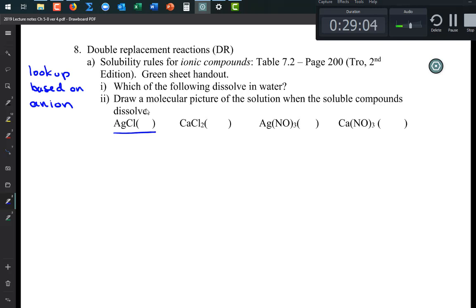Then you look over to the right, and what do you see? You see Ag, exceptions. So if it's generally soluble, what that means is it's aqueous. Generally soluble means it's aqueous. And if it's an exception, then it's not soluble. That makes sense? But if it's an exception, then it's not aqueous, and we would just say it stays as a solid. So you fill in the state. AgCl in water would be a solid.